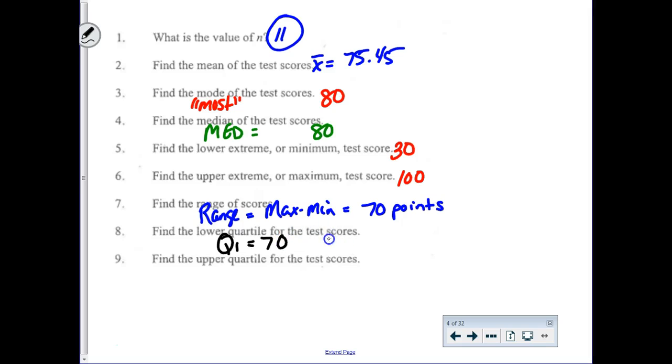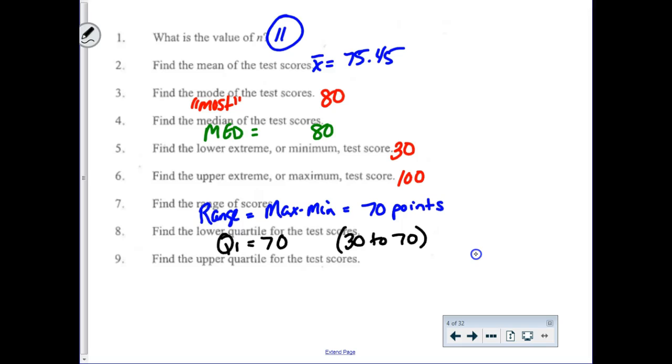But technically speaking, the lower range for the test scores went from 30 to 70. I'm going to discuss that with you in a minute. Does that make sense? So the lower quartile, by the way, means to break your data into quarters, right? So 25%.